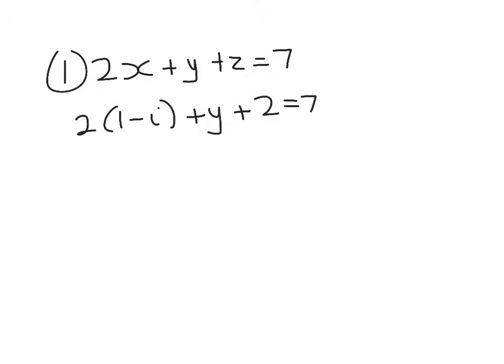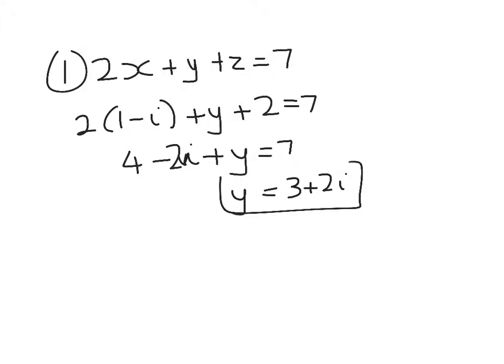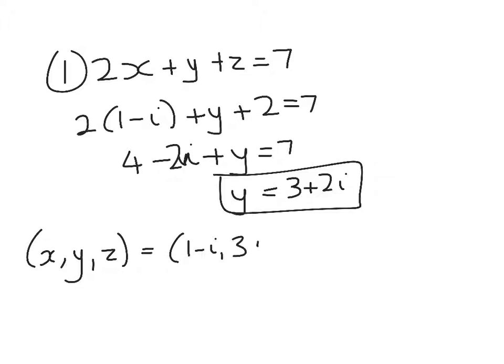I'm sure no one's listening by this point because you've all gone and finished it, but in case you are, this is what we do. y is going to be equal to 3 plus 2i. So we can write that out nicely like this. My solutions are 1 minus i, 3 plus 2i, and 2.